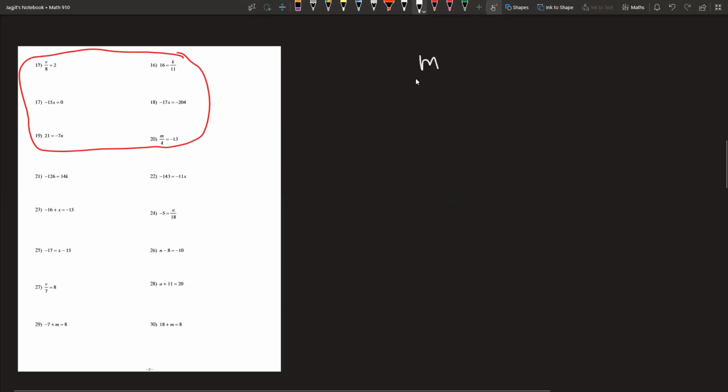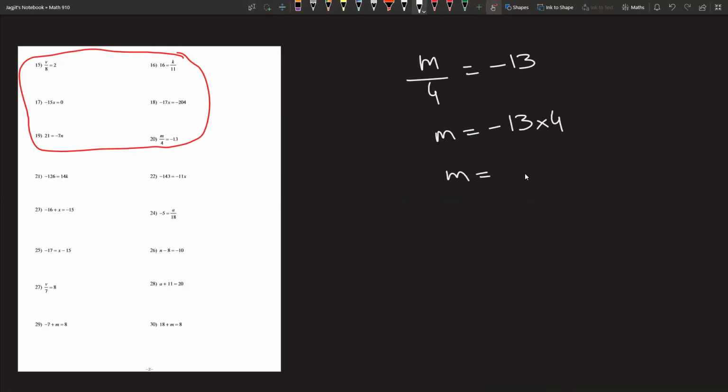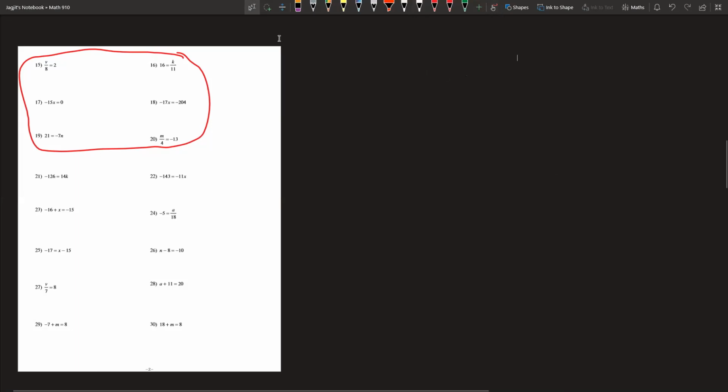Next up, what you have is m over 4 is equal to negative 13. So your m is just going to be negative 13 times 4. What's negative 13 times 4, folks? Negative 52. Okay, so those are super simple questions, right? Once you understand the concept, the rest is super easy. Good. So all of you guys seem to know this stuff so far.